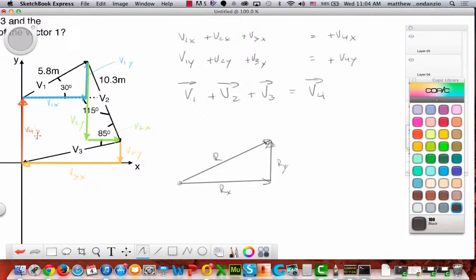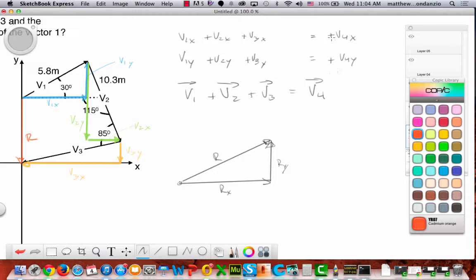For this one here, let's say I didn't have v4. Where does my resultant vector go from? From the beginning to the end. So which way does it go? Where's my beginning? The beginning of v1. Where's the end? The end of v3. So it goes south. My resultant vector is actually opposite of v4. Do you guys see that? And so that's all you have to work.